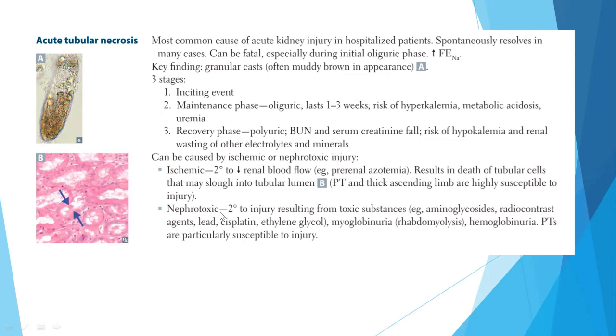In case of nephrotoxicity, which is secondary to injury resulting from toxic substances like aminoglycosides and radiocontrast agents, there can be contrast-induced nephropathy, lead, cisplatin, ethylene glycol, myoglobinuria, rhabdomyolysis, hemoglobinuria. These all can cause nephrotoxic acute tubular necrosis. The proximal tubules are particularly susceptible to injury in case of nephrotoxic injury, or you can say contrast-induced nephropathy.